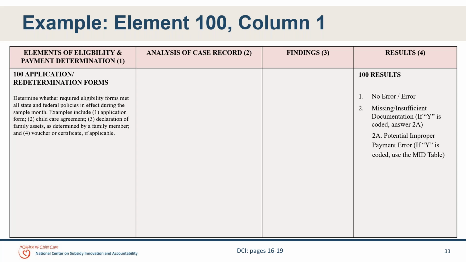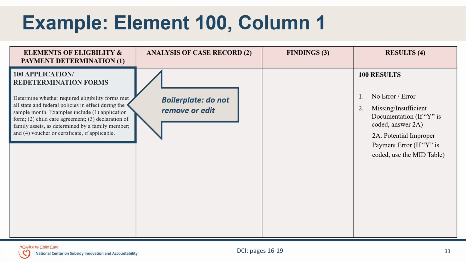Let's start at element 100. This slide shows what the template looks like for 100 with no customizations. On the top, you can see the 4 column headers, which should not be changed. Here's the boilerplate, which you would not remove or change anything in. And if you take a really quick look at the boilerplate, you can see that this element is looking at whether the eligibility forms in the case file were present and complete and correct.